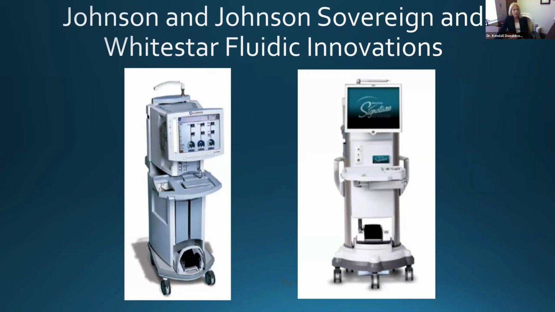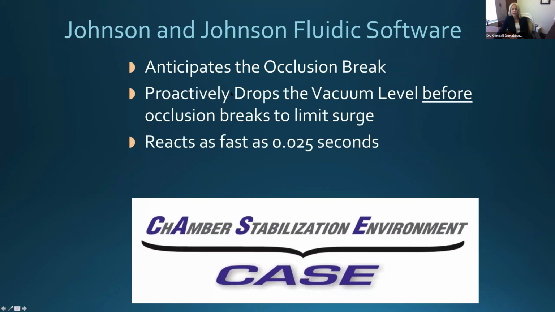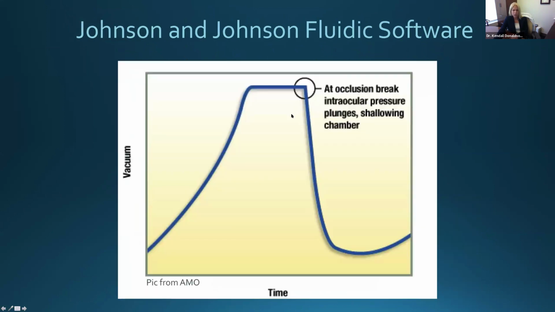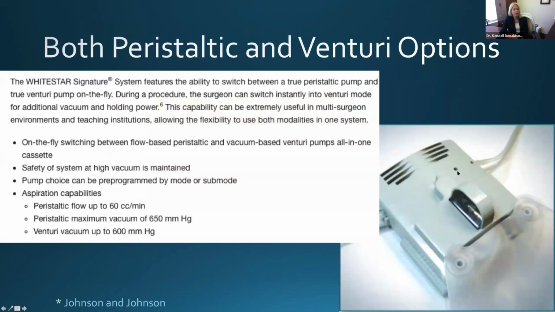active fluidics. Johnson & Johnson has both the Sovereign and the more recent White Star fluidic innovations. They basically have a device, they call it case or chamber stabilization environment. And basically what this does is it is software that helps anticipate the occlusion break, and it proactively just drops the vacuum level so that you can help eliminate surge. So you can see here when the occlusion breaks, then the vacuum goes down. That's when you would get surge, but through the case system, it cuts that in half. So you don't get as much of an instant drop in the vacuum to help make that more safer.